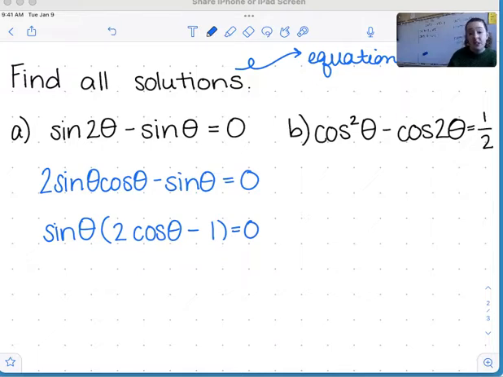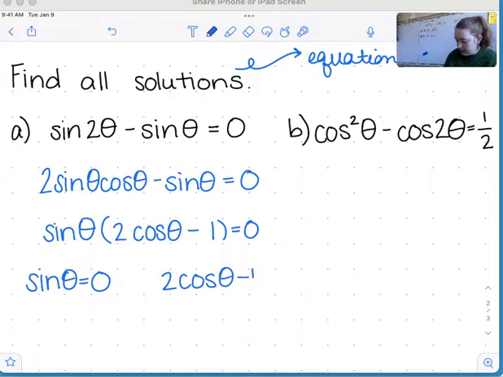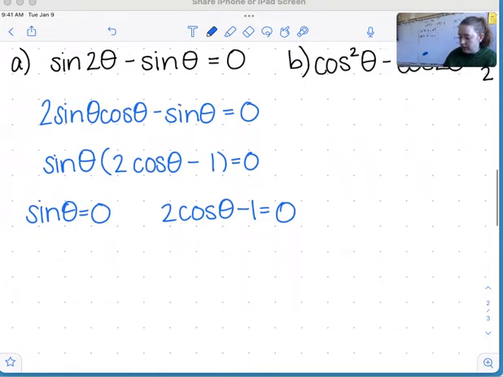Now we'll use that zero product property and set sine of theta equal to 0. 2 cosine of theta minus 1 equals 0. So we know right here that we got cosine of theta equals 1/2. Okay, so now let's write out all of our solutions.